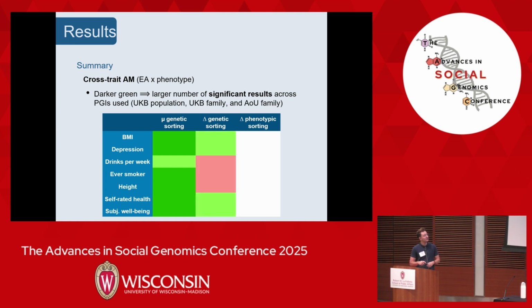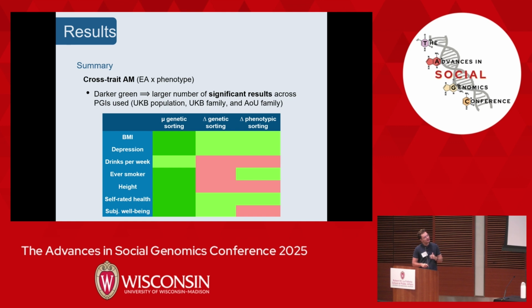And then when we move to measure the changes in genetic sorting over time, we do again observe for several of these traits at least one significant slope on our genetic sorting, including for BMI and self-rated health, as well as subjective well-being. Now, when we adjust for changing PGI predictive power, we see that we maintain those statistically significant slopes a lot of the time across these different phenotypes.